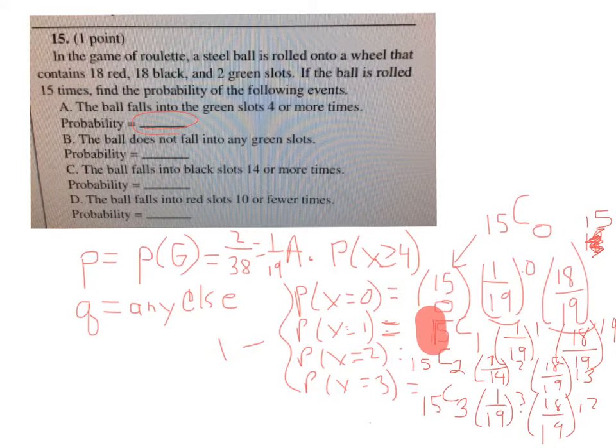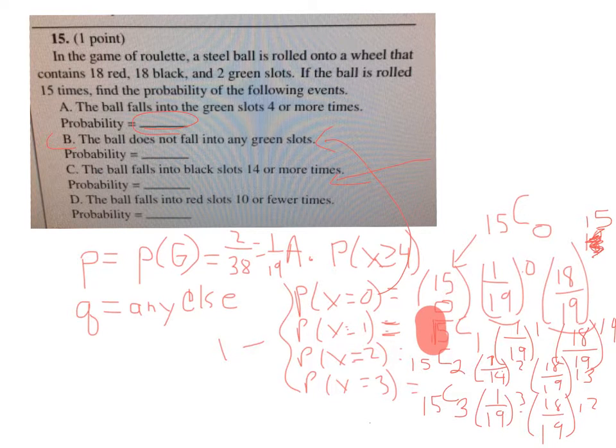So that sort of helps you out for B, because B says the ball does not fall into any green slots. Well, that's P of x equals 0. You've already worked that out in the first part, so you can just use that value. And then it says the ball falls into black slots 14 or more times. So you want to do the probability just like we did with green. You want to do that with black. And you're going to do it 14 or 15 times. So you have to work out 2 there.